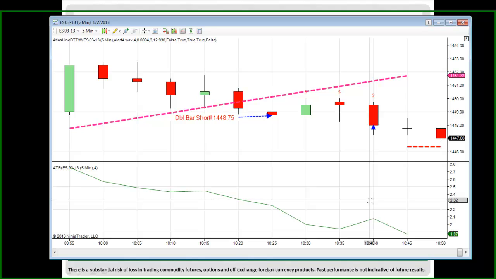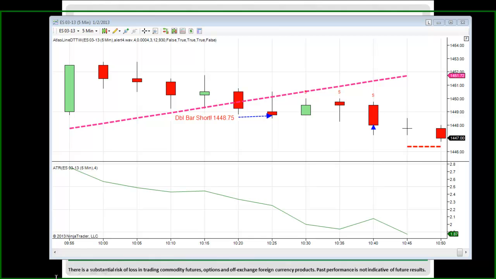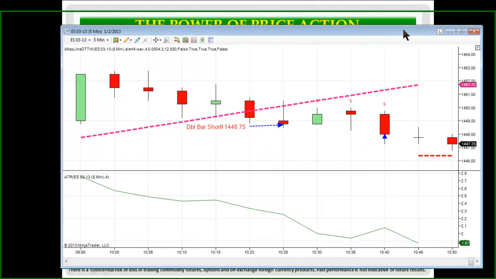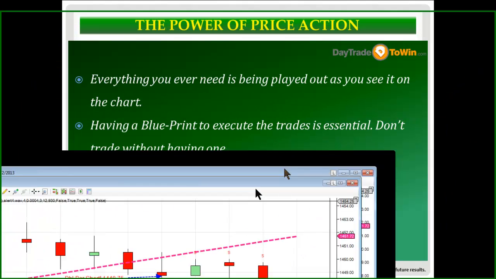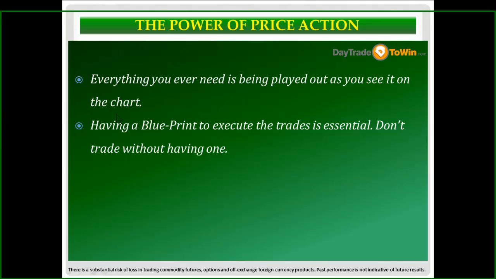Okay. Anyone have any questions? Okay. So let me put this away here just for a second. This is the Atlas line. This is the entry to go short, 1448.75. Put this away here. So everything you ever need is being played out as you see it on the chart. Okay.